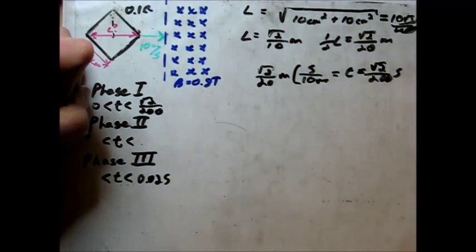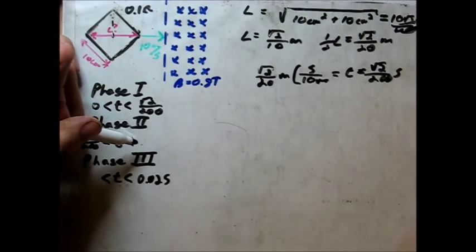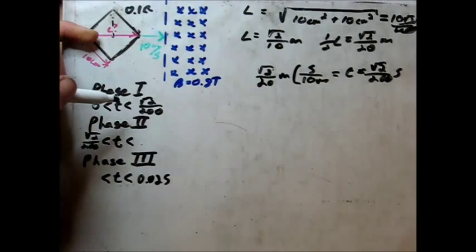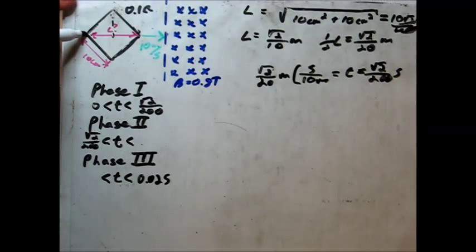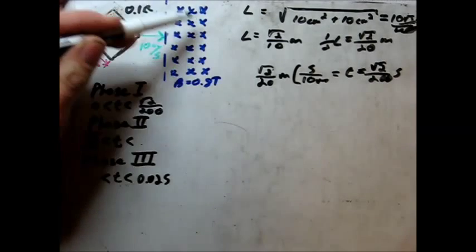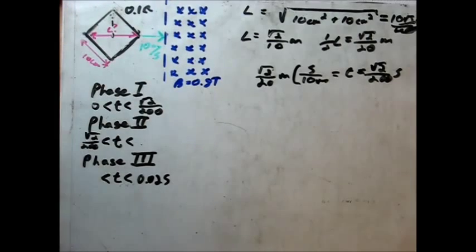Alright, so that's our first boundary condition right there, square root of 2 over 200, and that's when phase 2 is going to start. And we need to know when that changes from phase 2 to phase 3, what that boundary is, and that would be here. When this loop is completely submerged in the B field, the flux will no longer change.